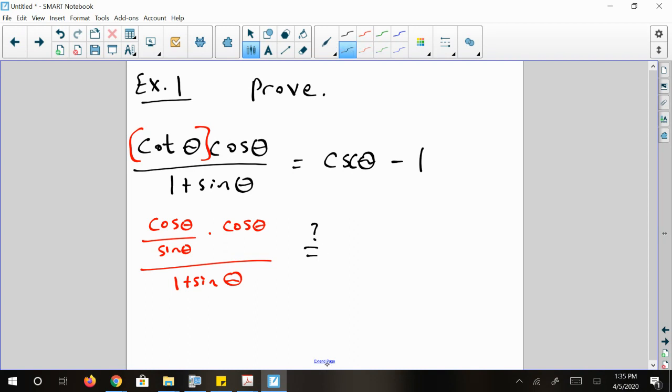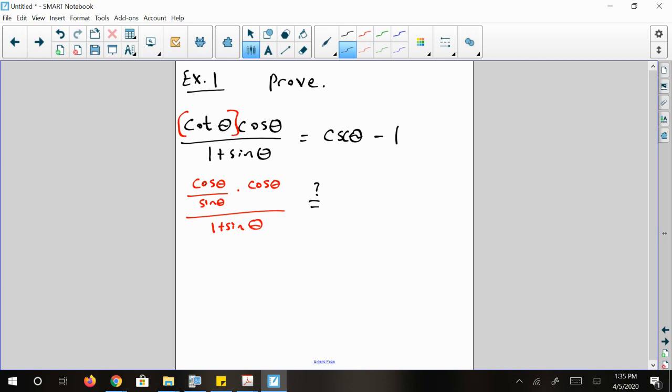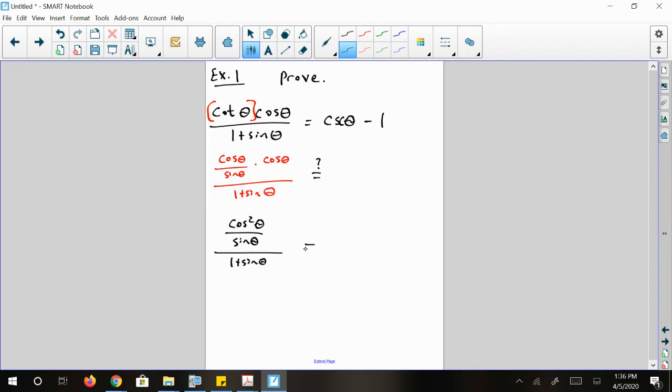So I change that cotangent of theta, do a little bit of multiplication here. Cosine of theta times cosine of theta gives me cosine squared of theta, okay, divided by sine of theta. And that's all divided by 1 plus sine of theta, okay? I'm going to do a couple things in one step here. First of all, notice that on the right side of the equation, all we see is a cosecant of theta. Cosecant, when you see this, you should be thinking sine of theta.